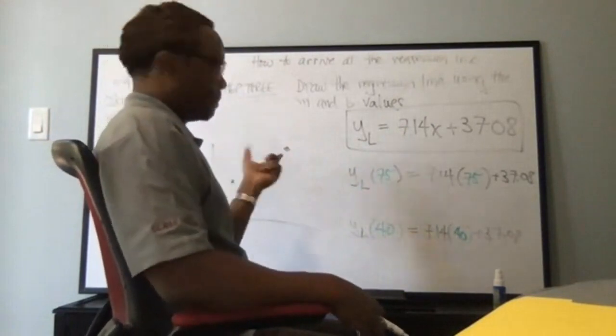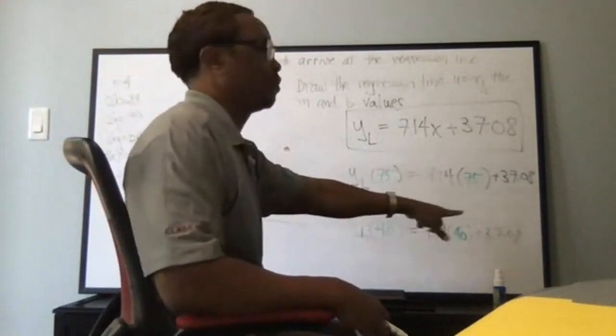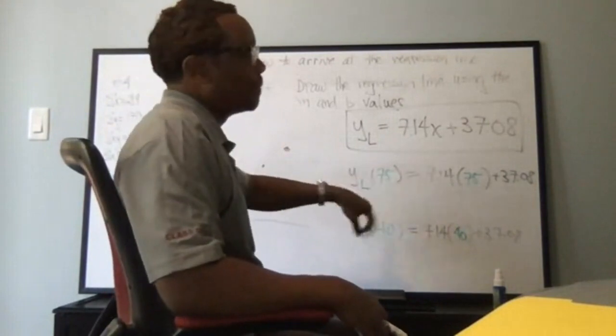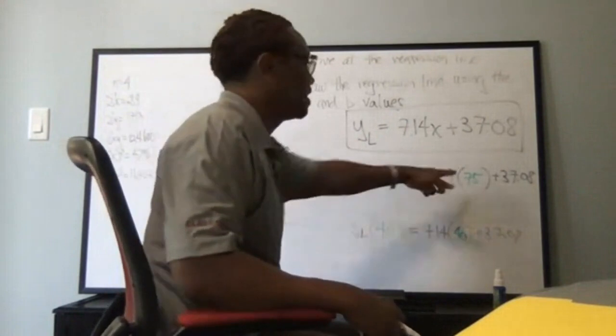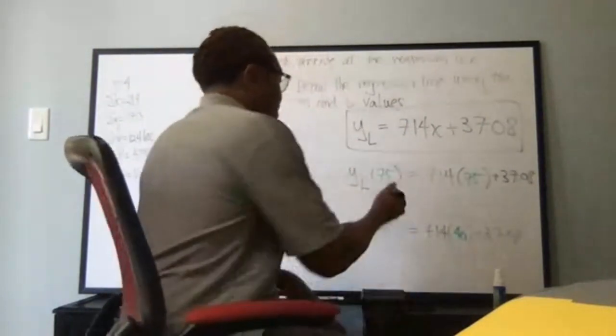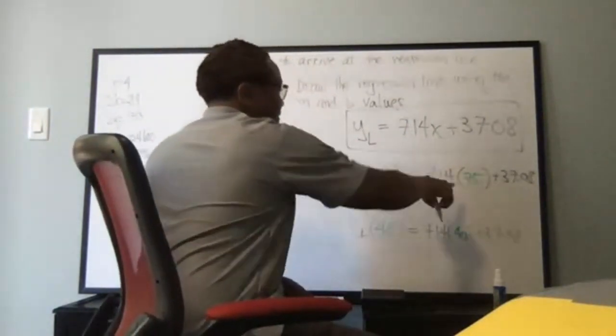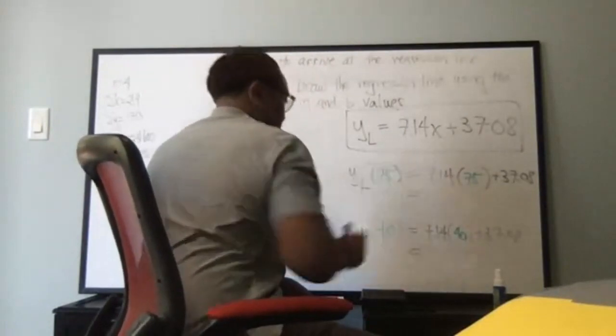I know this is the equation of the line that's going to work, but how do I draw it? I'm choosing two arbitrary x values, and I'm going to see what their y values are. So solve this right here. Put 75 here and solve this right here.